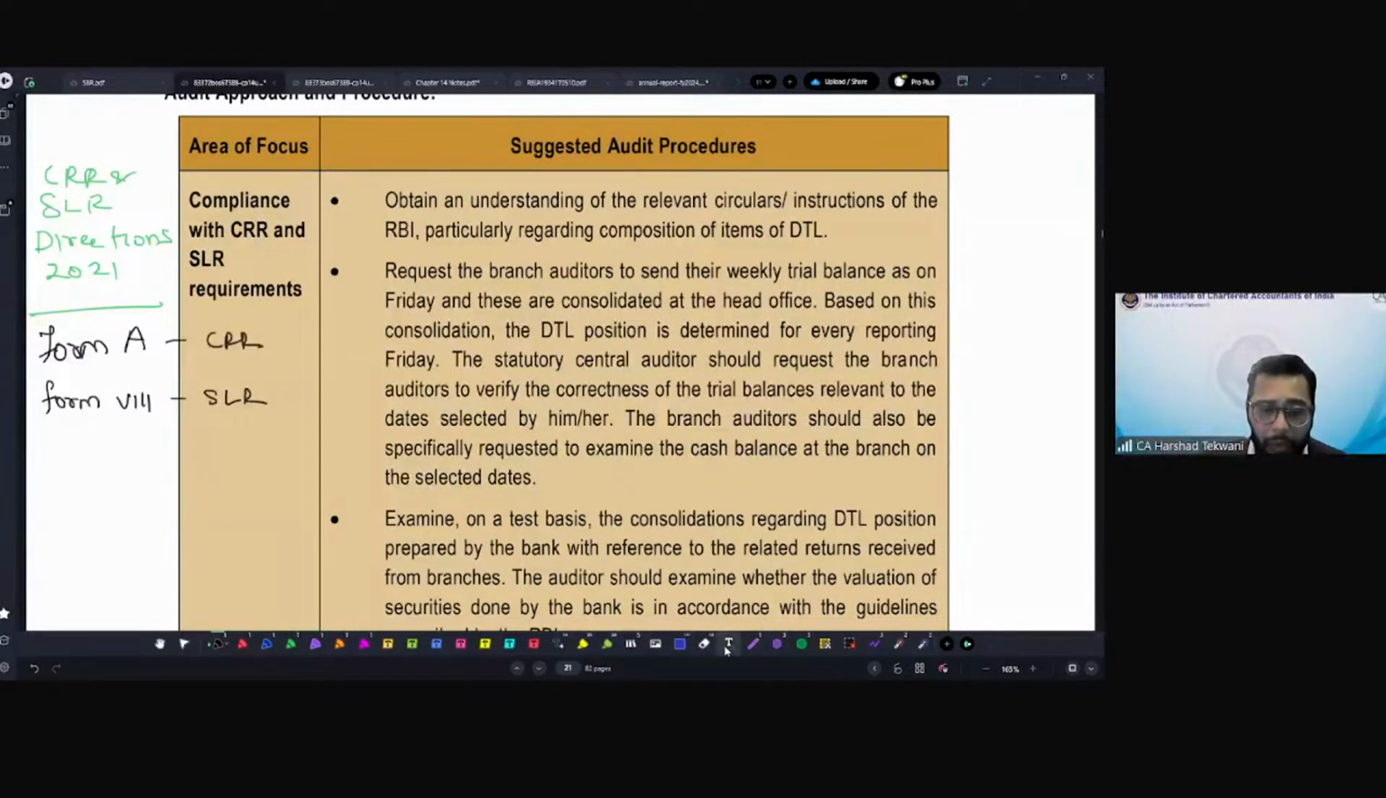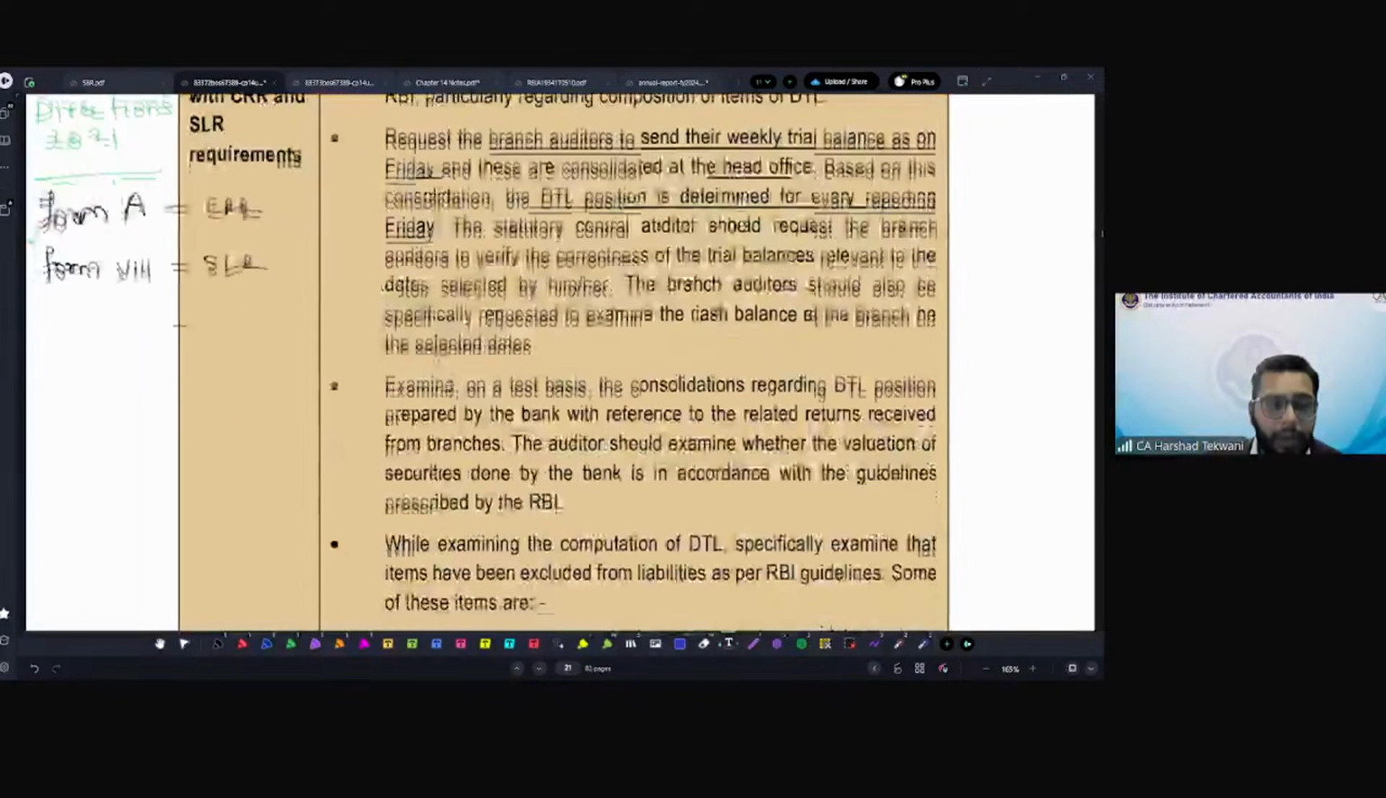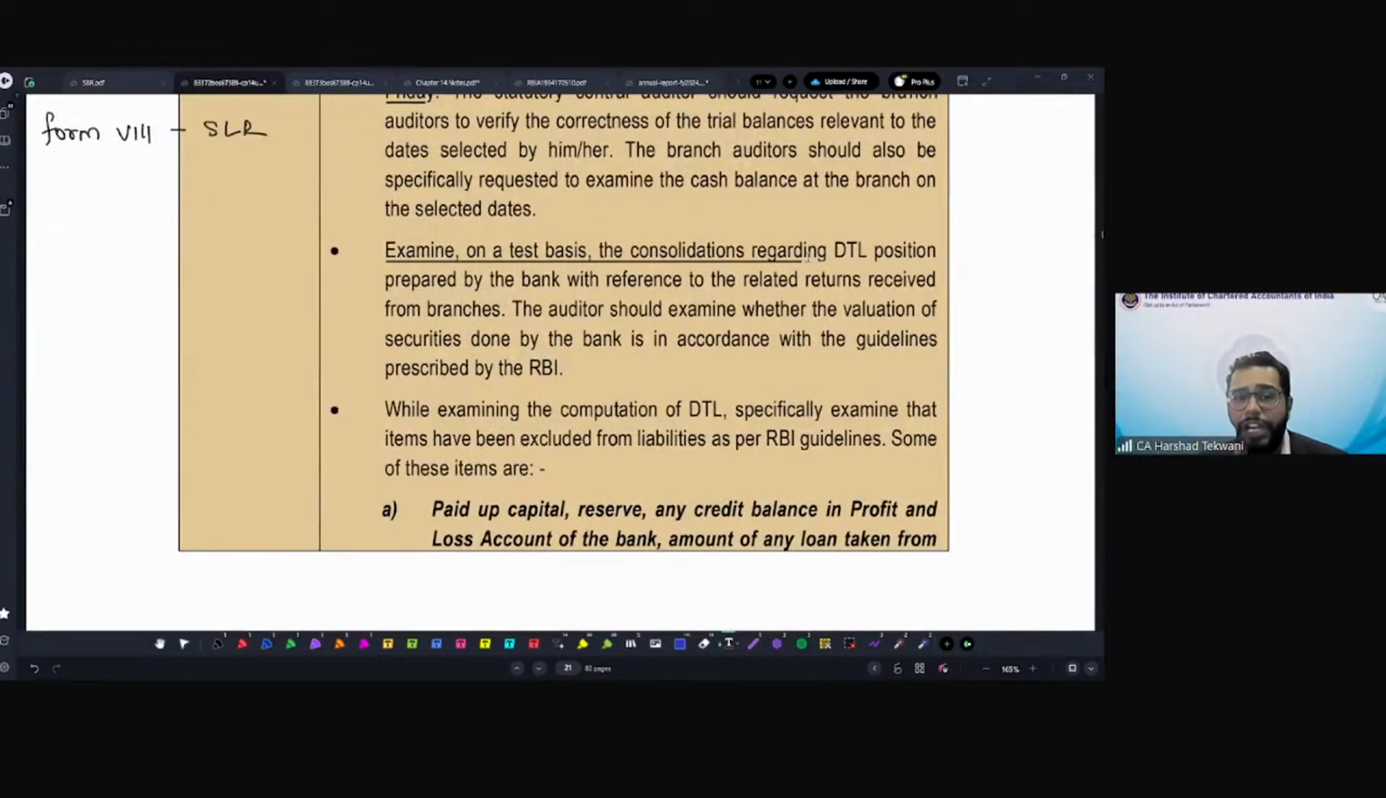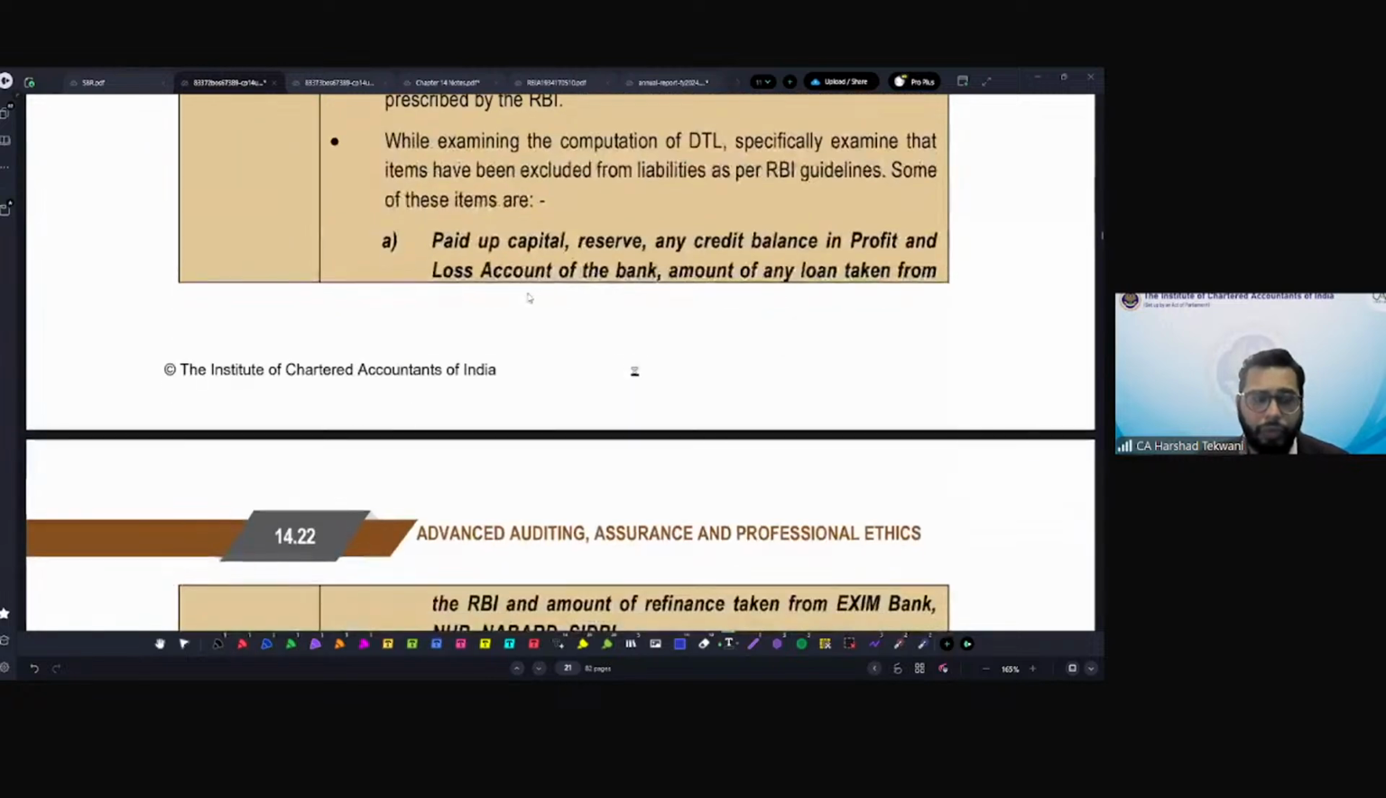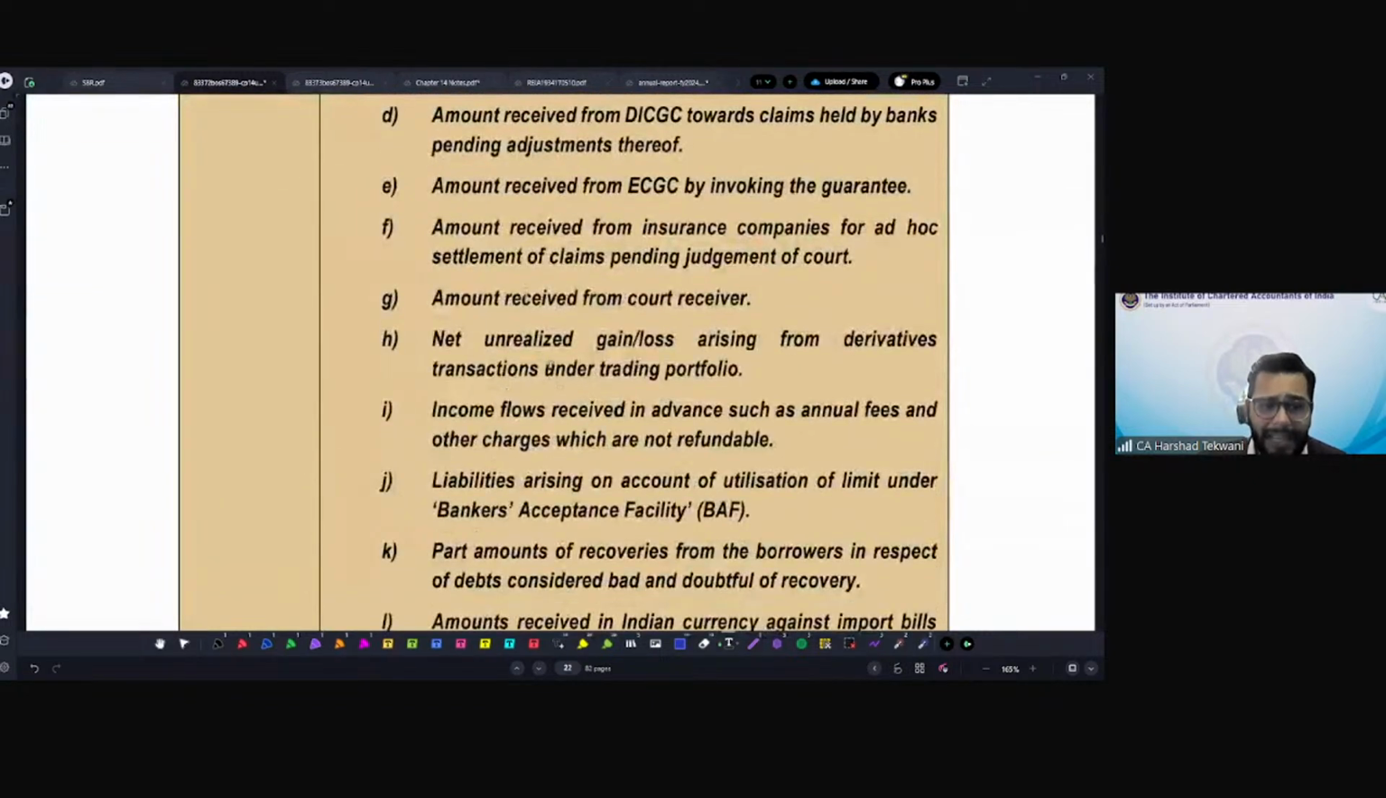And the same is written over here. For example, branch auditors are to send their weekly trial balance on Fridays to the head office, so that the DTL position can be determined for every reporting Friday. That is a fortnightly reporting. Then examine on a test basis the consolidation regarding the demand and time liabilities position. So the calculation here is what the net demand and time liability is, and whether that is done appropriately or not. There are some inclusions and some exclusions which are given. So this is a list of items excluded from the liabilities given over here.